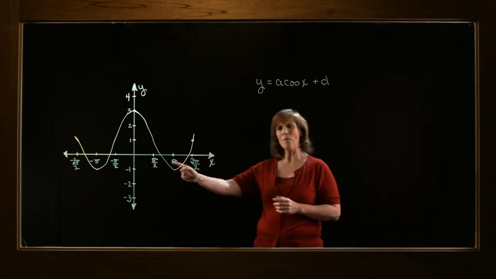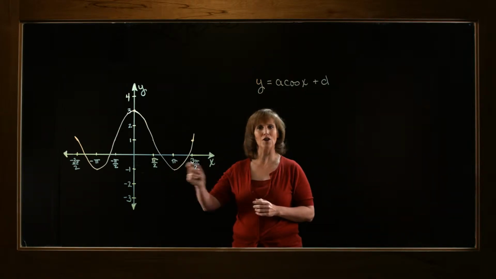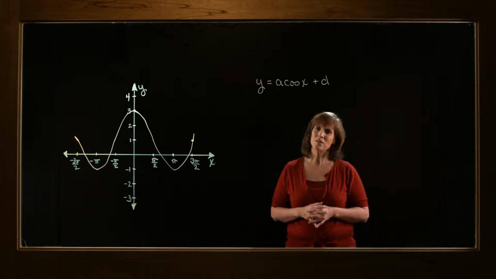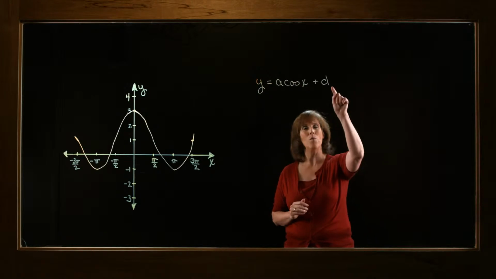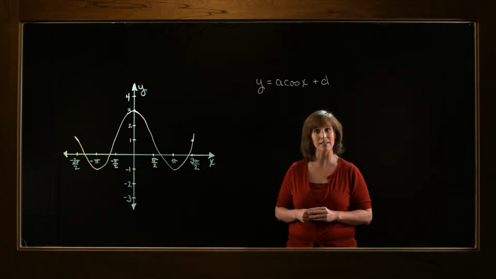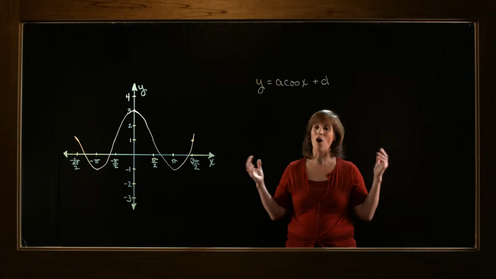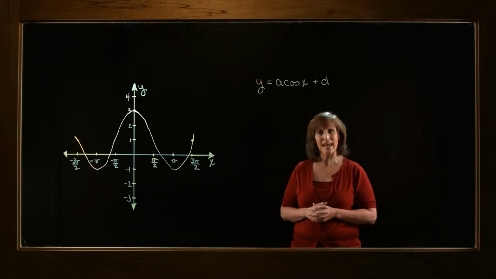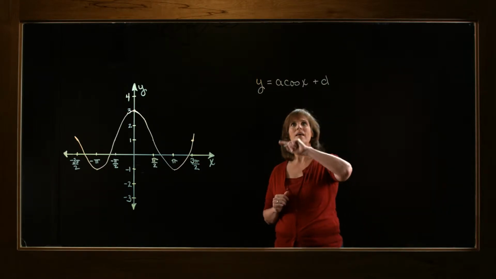So, if I want to come up with the equation of this curve, there are lots of different possibilities. But in this particular example, I was told that I wanted to fit the form y equals a times the cosine of x plus d. That's going to limit all these possibilities down to one. Okay, so let's take a look at what I'm looking for.